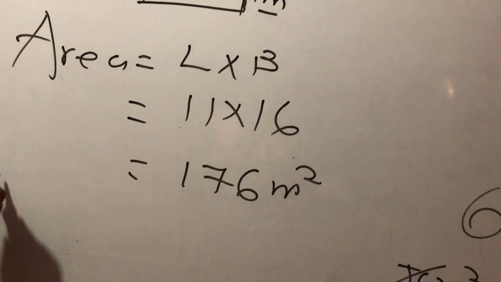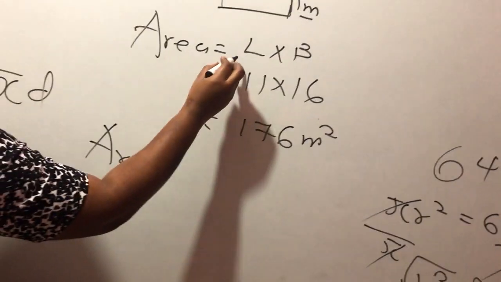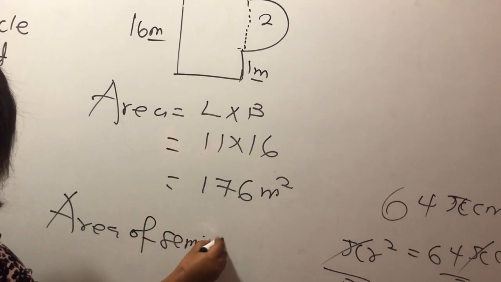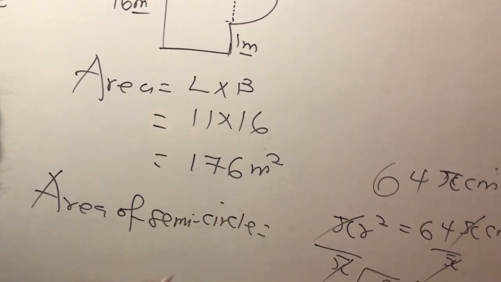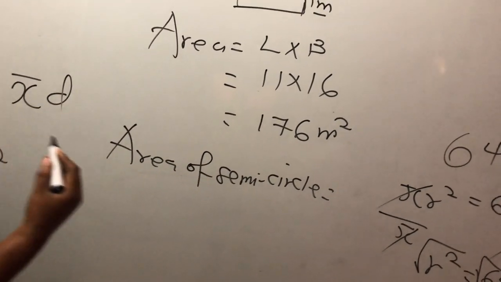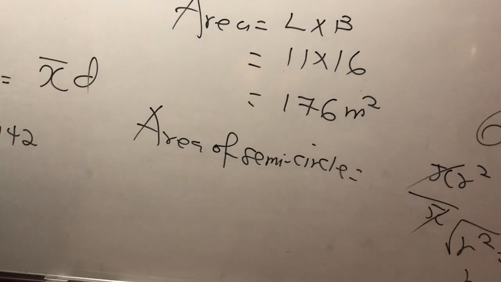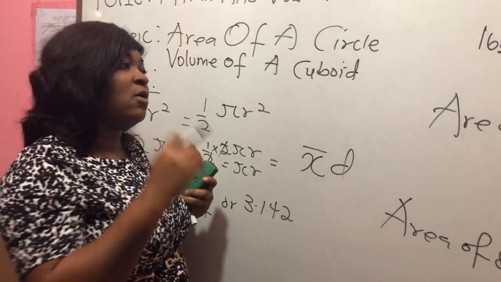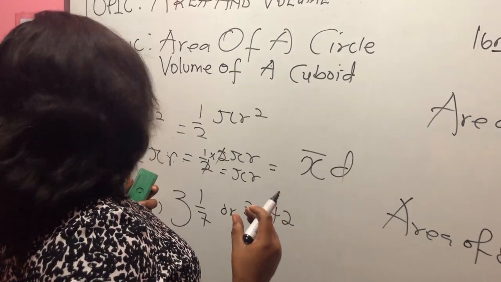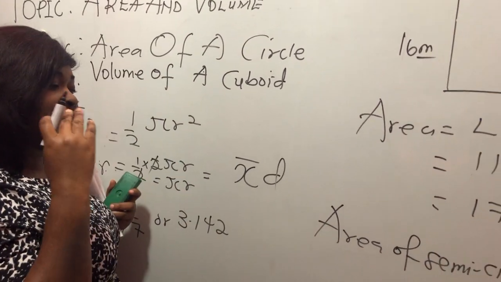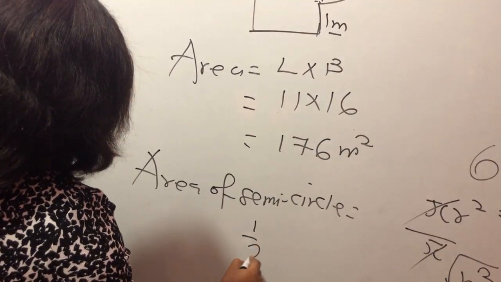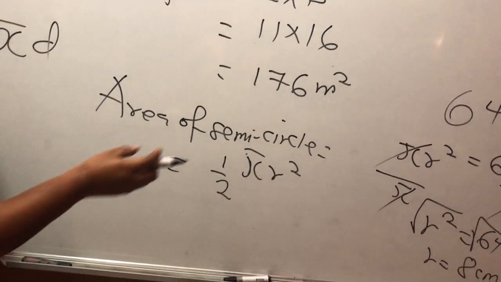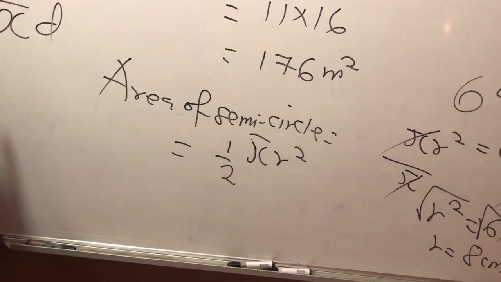Now, we come to the area of what? Semicircle. Because of time, I'm not writing it, but you have to write area of rectangle, area of semicircle. You have to write it so the teacher knows you know what you are doing. Okay, now what's the formula for finding the area of a semicircle? Because it is a semicircle, it's going to be half of the formula for finding the area of a circle. What's the formula for the area of a circle? Pi r squared. And because it's a semicircle, it's going to be half. So half pi r squared. Please don't forget, if you don't bring your half, your whole working is wrong.